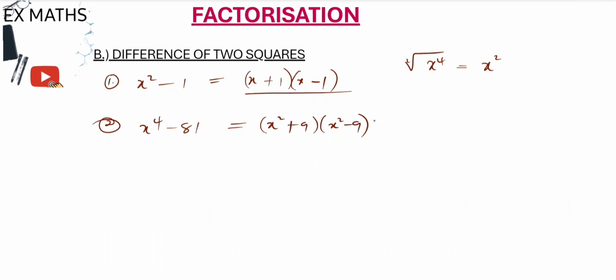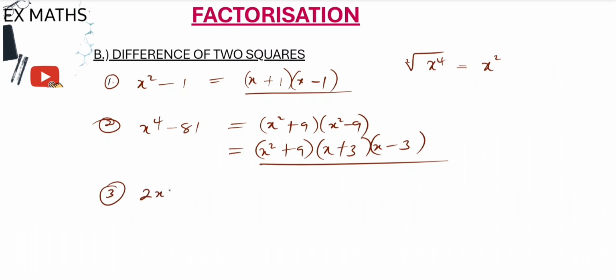But we are not done. If you check here, we still have a difference of two squares. x squared is still a square number and 9 is still a square number. Here it's addition, so it's okay, it's done. We can keep it like that, x squared plus 9. But this one needs to be factorized further. Difference of two squares again. Square root of x squared, we get x, and square root of 9 is plus 3 or minus 3.